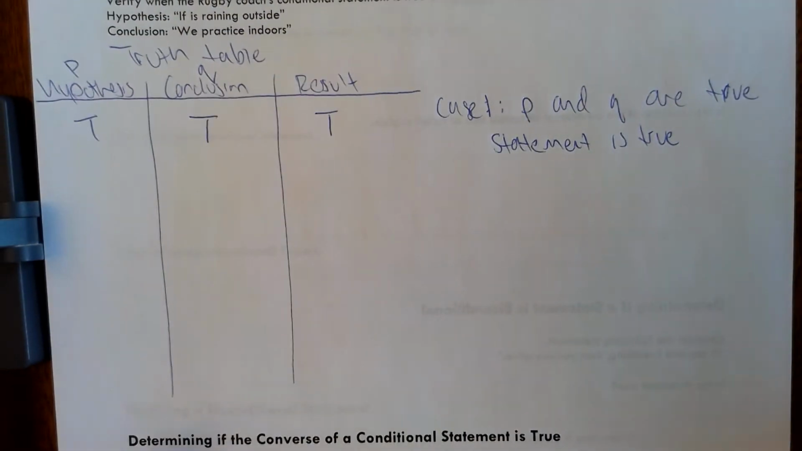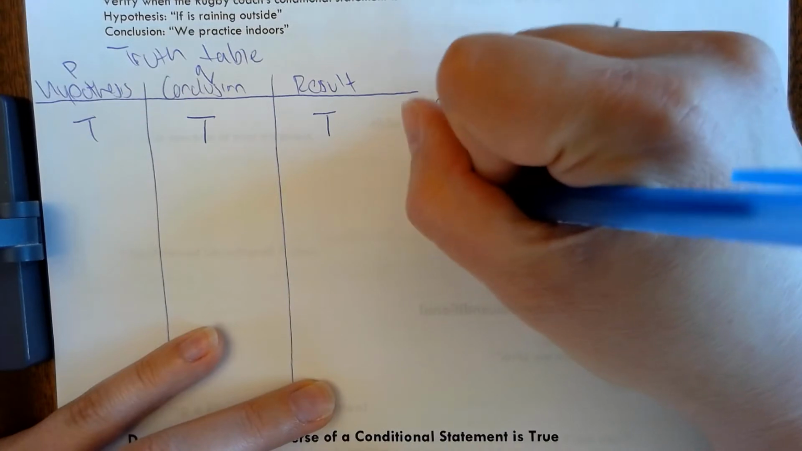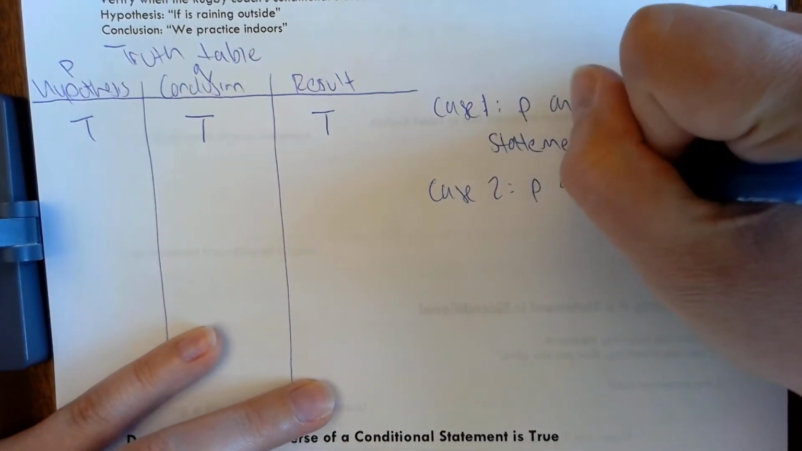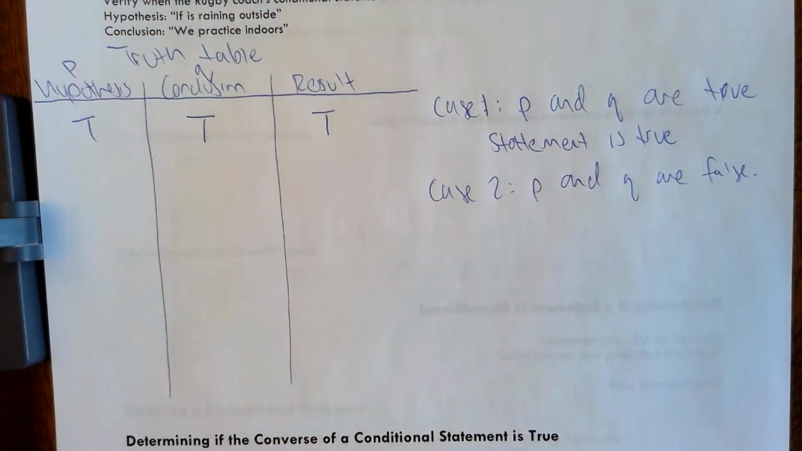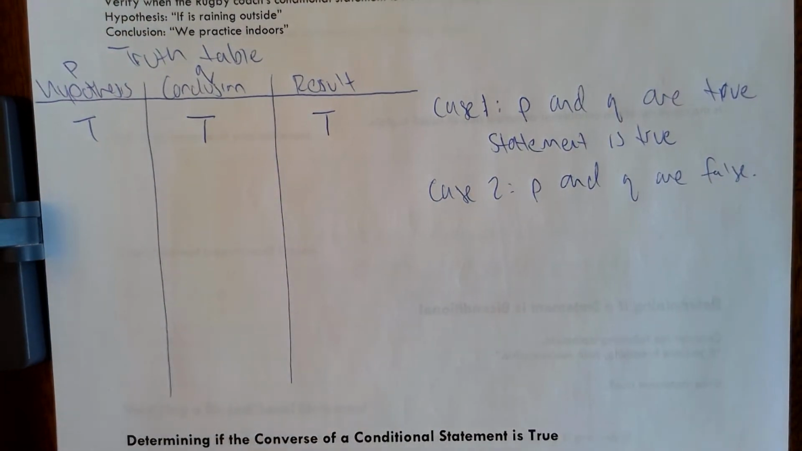Okay, case 2, we're going to switch it up. We're going to make them both false this time. P and Q are false. So it's kind of us deciding that we're going to make them false. And we want to know is the statement still a true statement, or is it now a false statement? Okay, so if it's raining outside, we're going to make that false. So it's actually really nice outside, and we're not going to practice indoors, we're going to practice outdoors. So it's currently nice, and we're practicing outdoors.